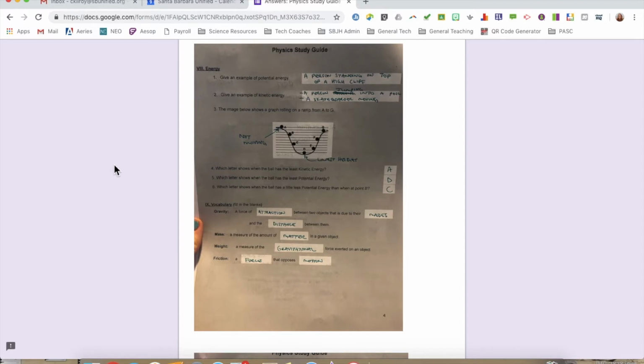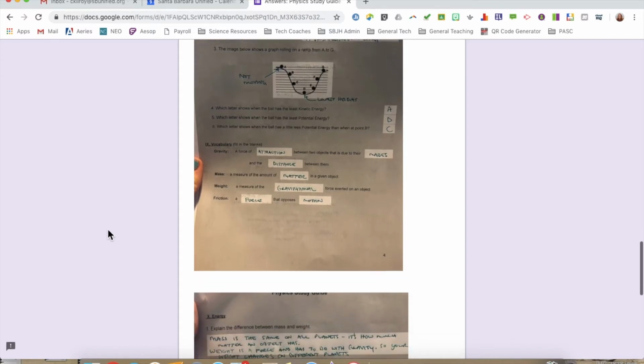Where does it have the least potential energy? When it has the lowest height. When it's in the lowest position, that's position D. Which letter shows when the ball has less potential energy than when at point B? So it's at point C.